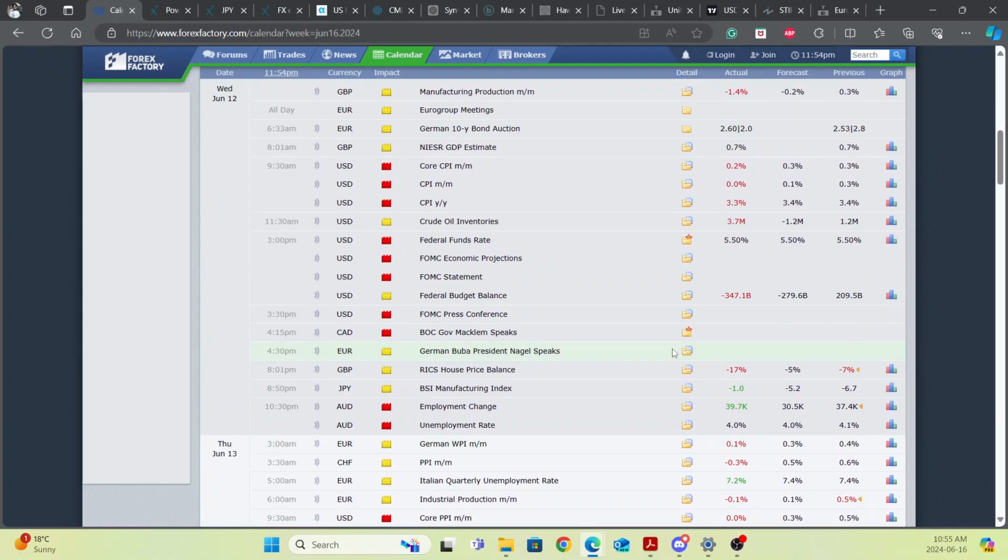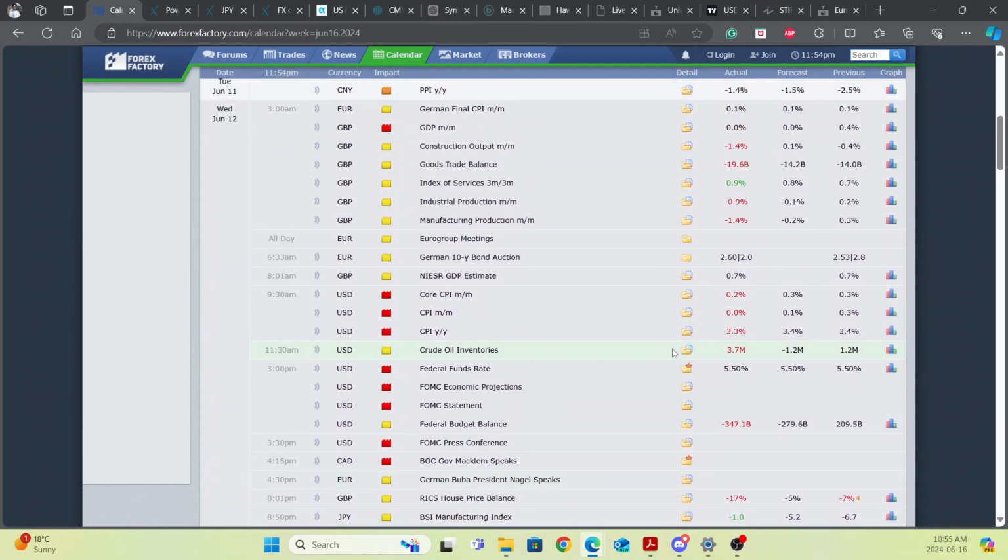First one was from the dollar side. We had a CPI report, which really surprised the market by coming in at 0.2% from the last report, which was showing core CPI 0.3% and CPI month over month 0.3%, coming way better than expected. The market was expecting 0.1%, but we had 0.0%.